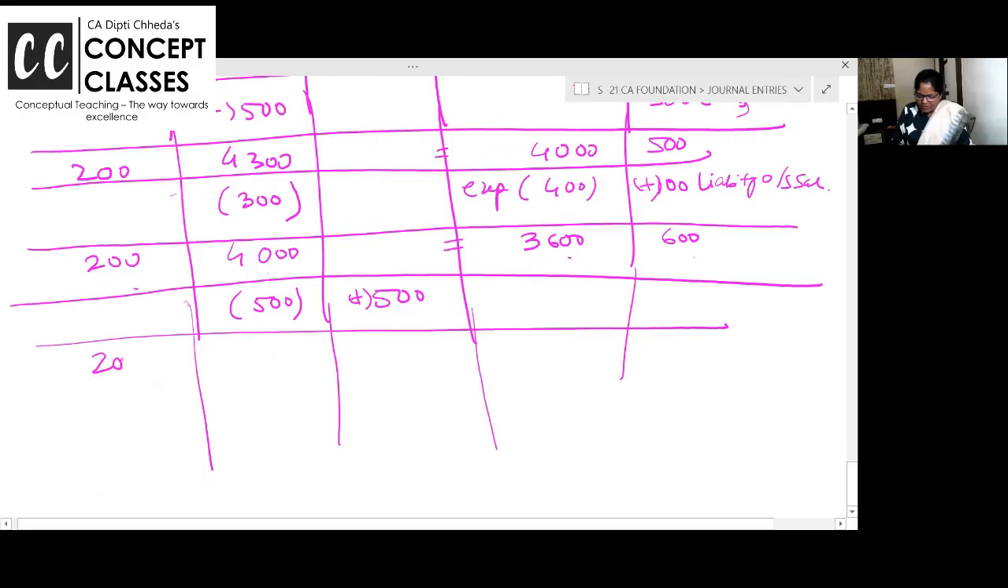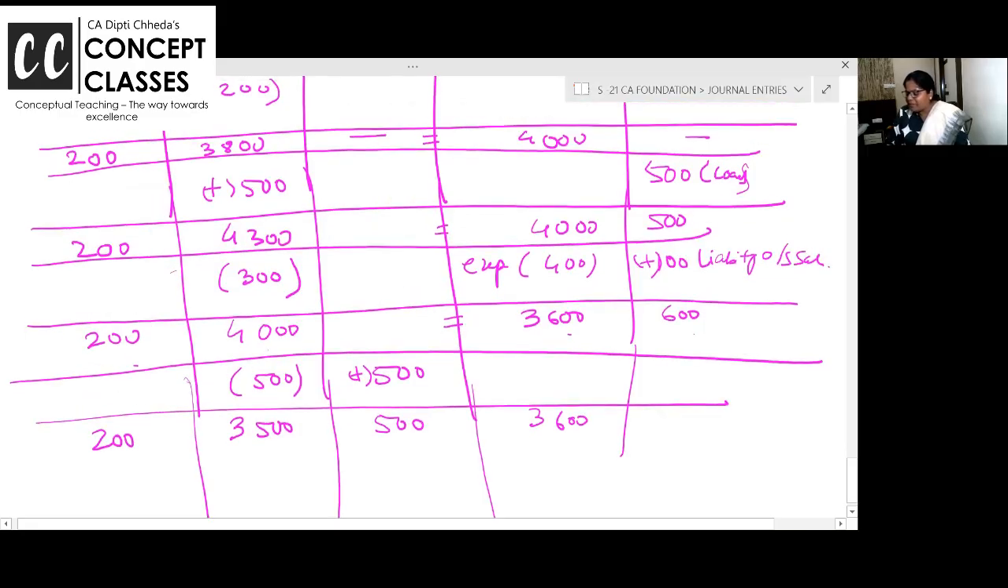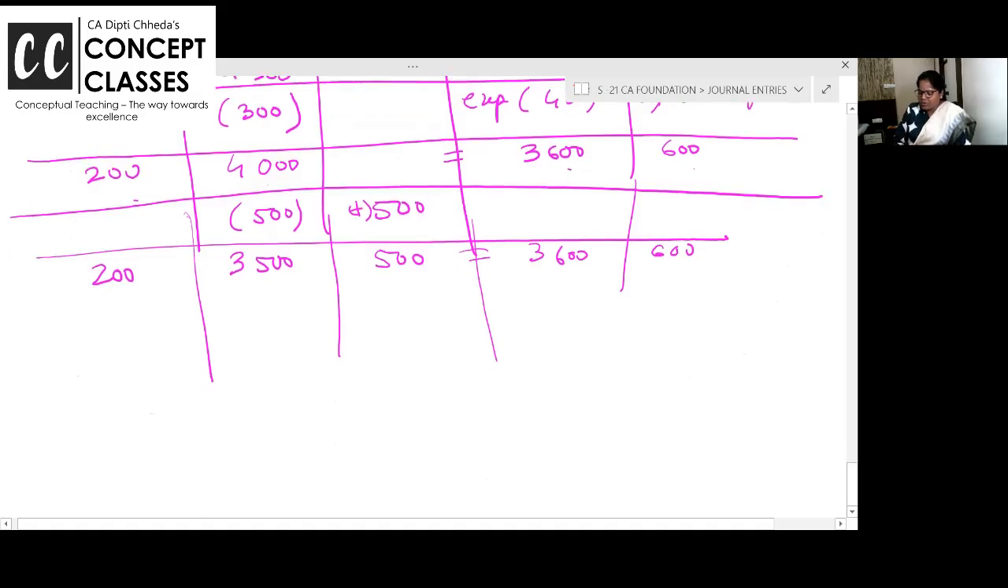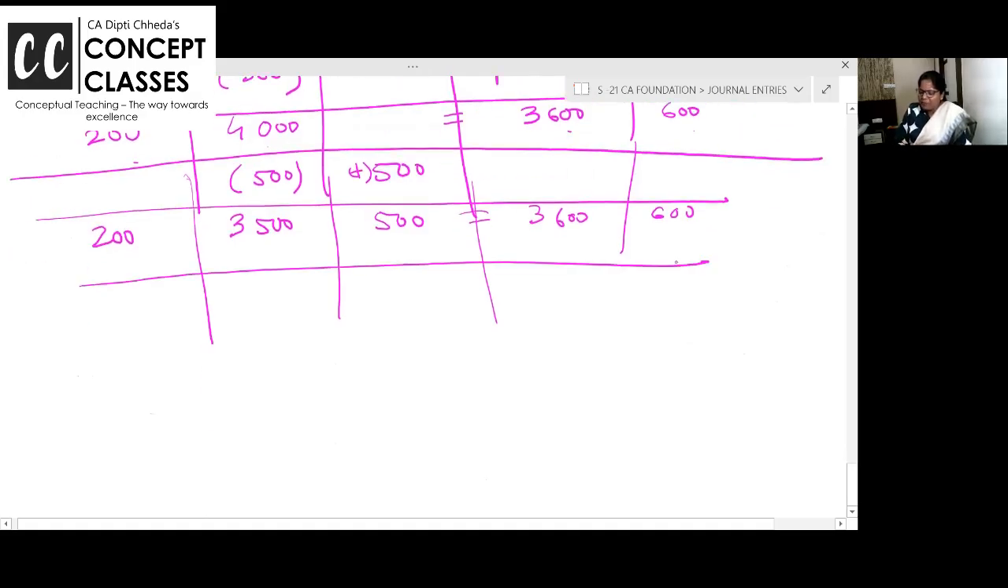Now what is the interpretation? What is your cash? 200. What is your bank balance? 3,500. What is your furniture? 500. What is your capital? 3,600. And in liabilities, 500 you have taken loan and 100 rupees outstanding salary you have to pay. So total of the liabilities is 4,200. Here also 4,200.